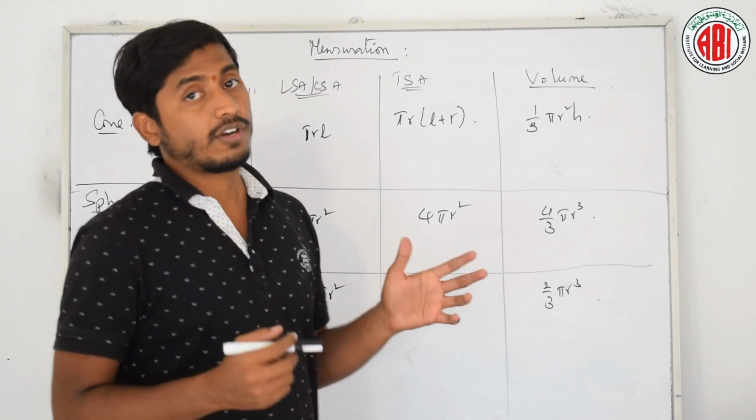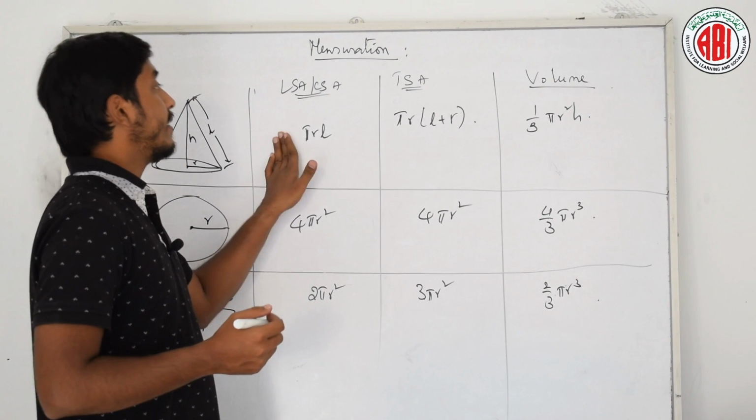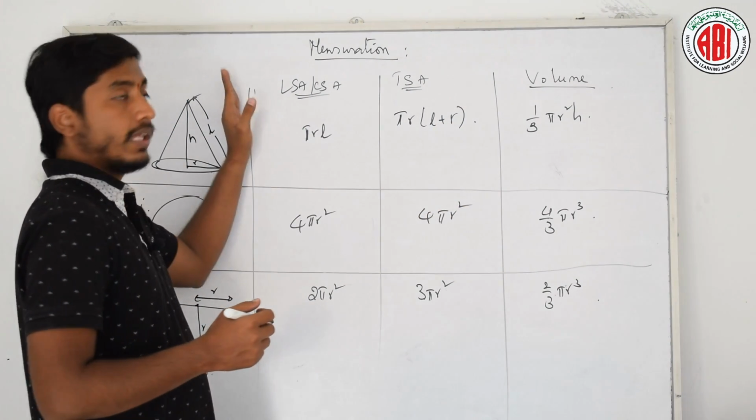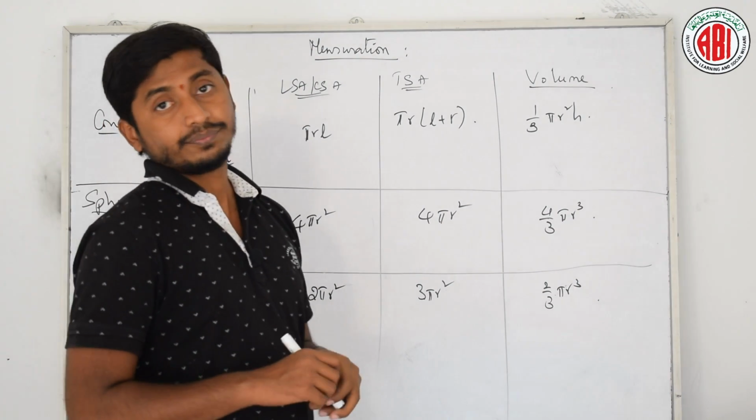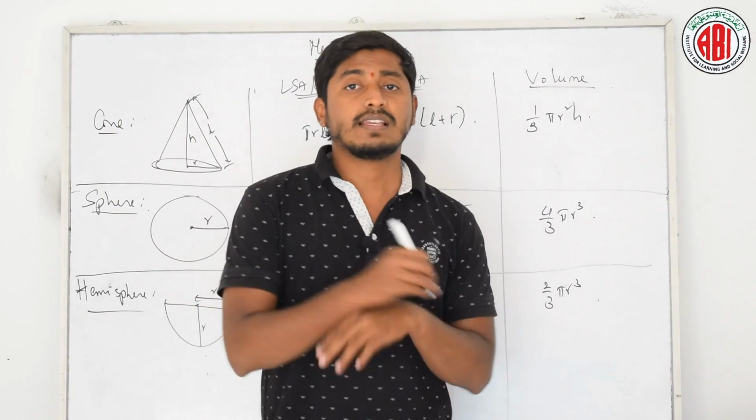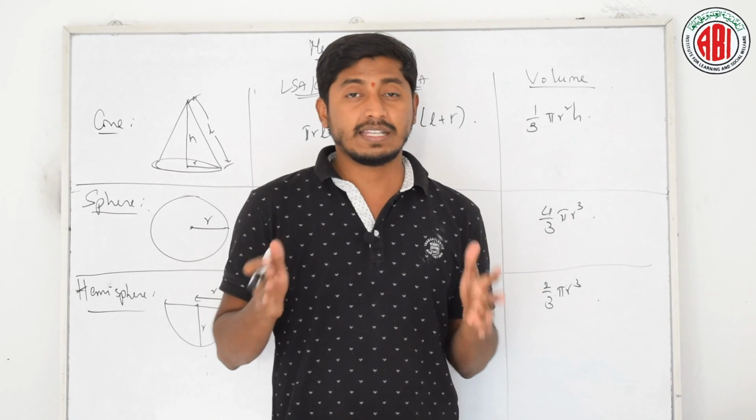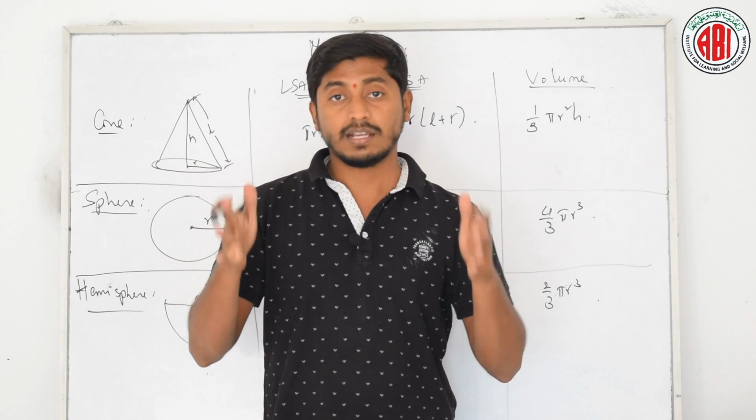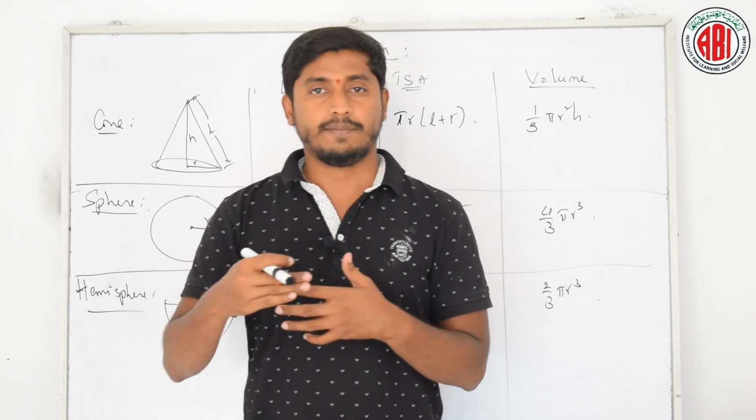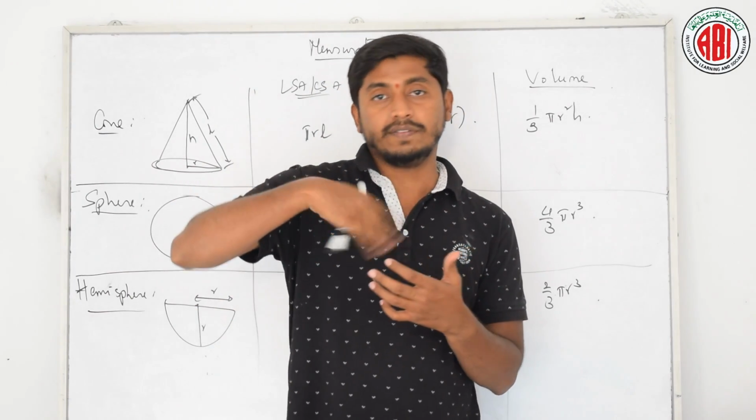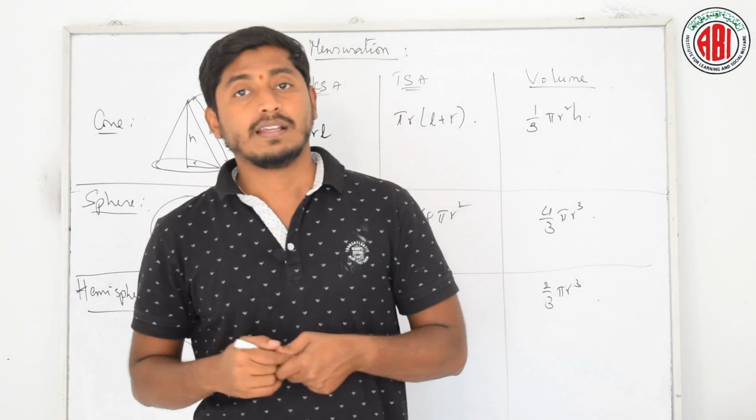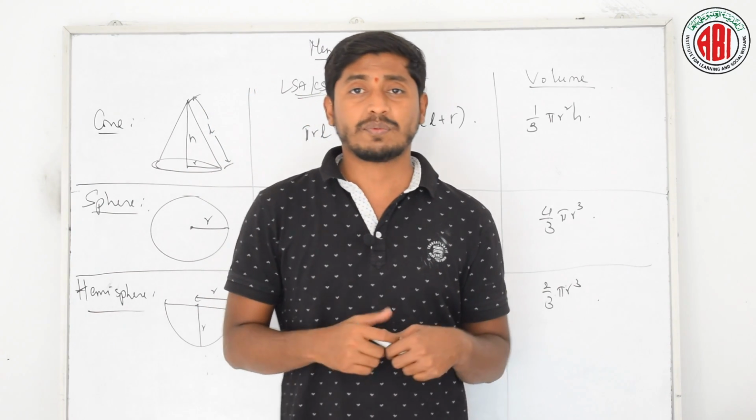Is it clear? What all we learned? We learned CSA, TSA and volume of cube, sphere and hemisphere. Is it clear? When do we say CSA and when do we say LSA? If it is LSA, then it should be something like a square or rectangle. If it is CSA, the area should be curved. Is it clear? Did you understand? Shall we start doing the problems?